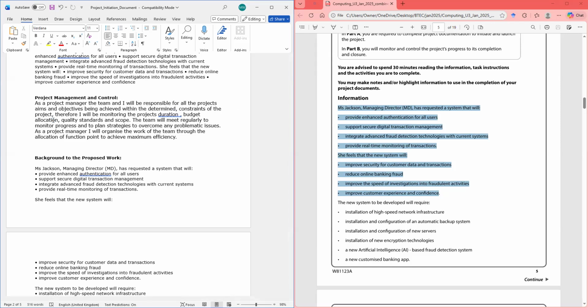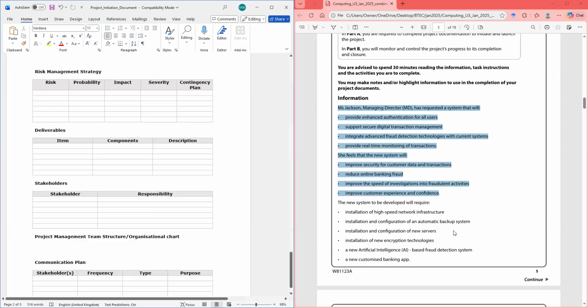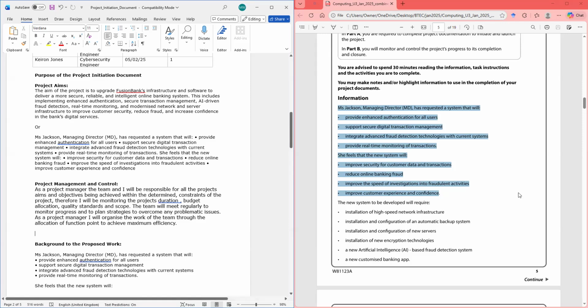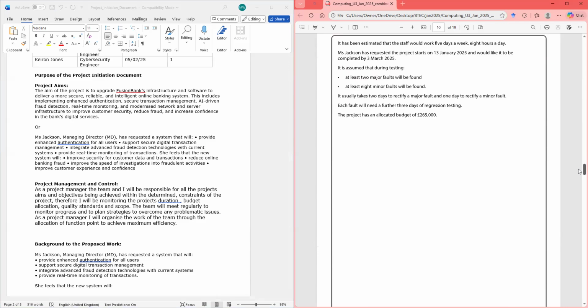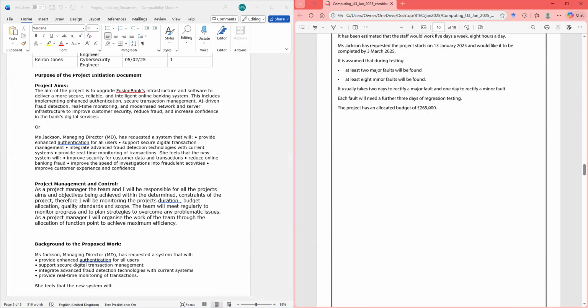All right. Therefore, I'll be monitoring the project duration. So I'm going to say the time. You can say how long the project is going to last, like 2 weeks, a month, right? You're going to talk about the allocated budget, whatever the allocated budget is. And in this case, the allocated budget is at the bottom, which is £265,000, right? So you could write this in.